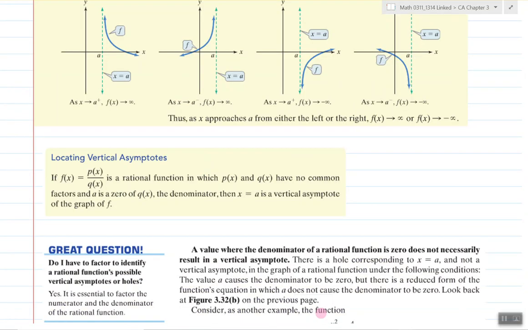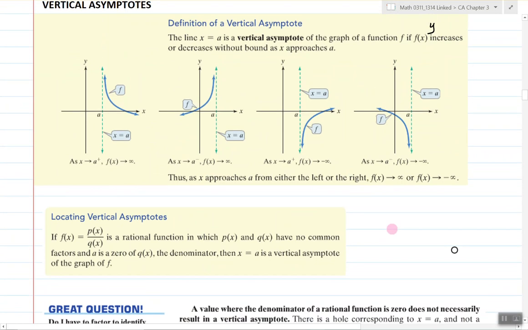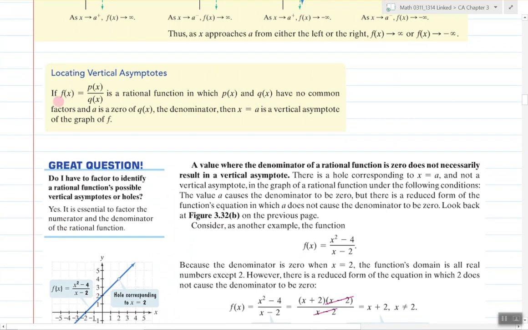All right, there are a few more note panels here that are helpful, and I'll come back to them as I need to. All right, so we've defined what a vertical asymptote is. It is a vertical line that a rational function, or some other types of functions possibly, but in this lesson, vertical asymptotes are vertical lines where a rational function, as it gets close to that x value, either shoots up or shoots down.